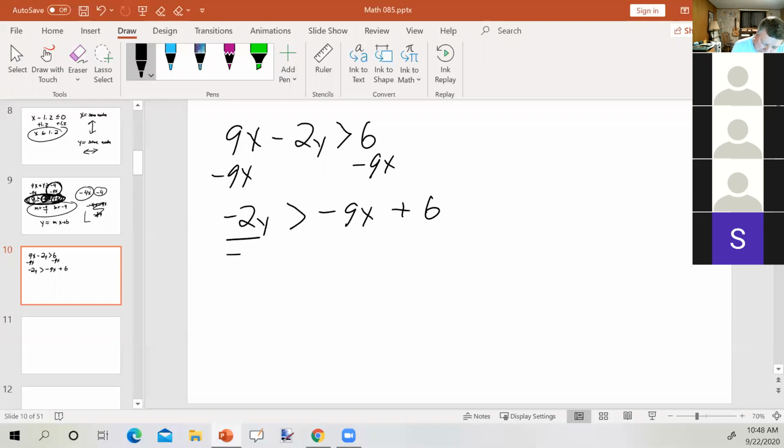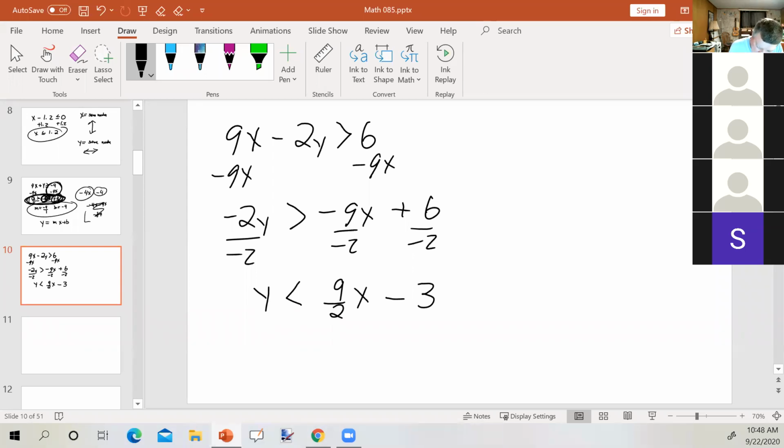I'm going to divide each term on both sides of the inequality by a -2. I get y. Since I divided by a negative, I changed the direction of the inequality sign. -9 over -2 is positive 9/2 times x, plus 6 over -2 is going to be -3. Any questions there?